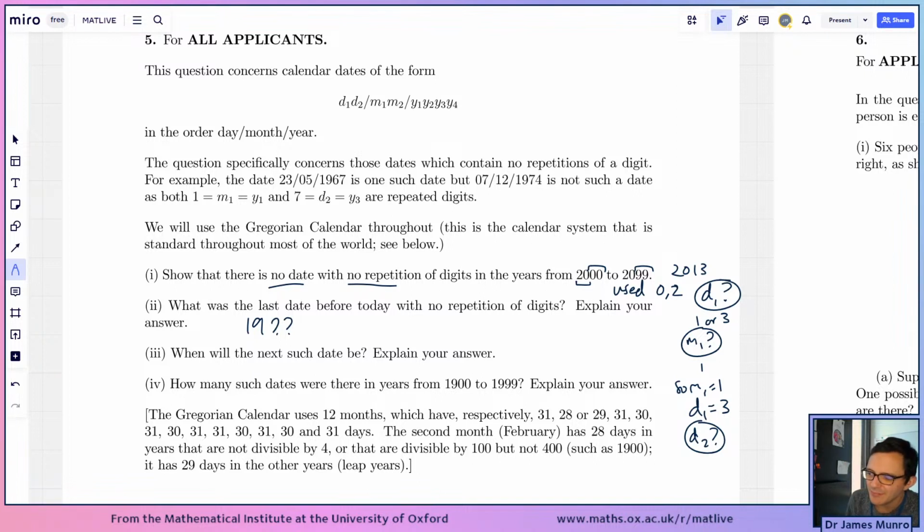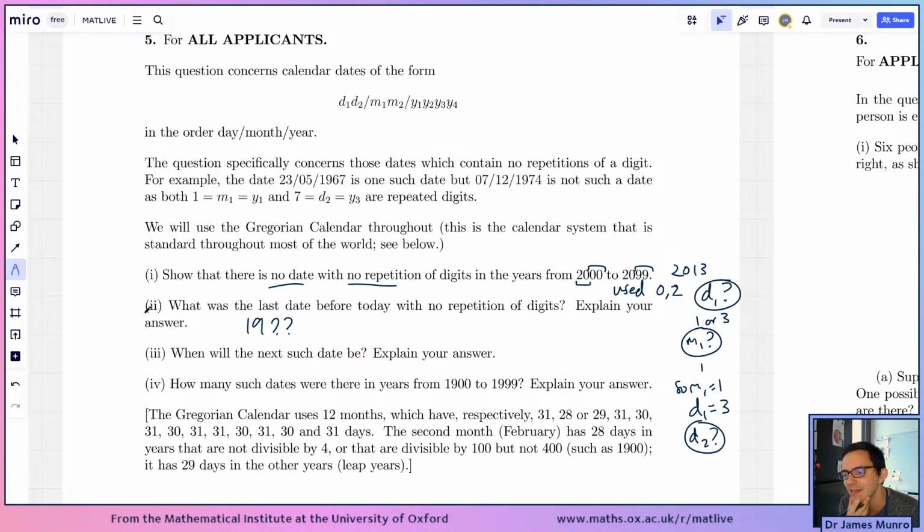The reason I'm happy about looking at the 1900s is that part 4 is how many such dates were there in the years. If it's none, then that's quite easy. We'll have already worked it out. I think part 4 really strongly hints that part 2 is somewhere in the 1900s.